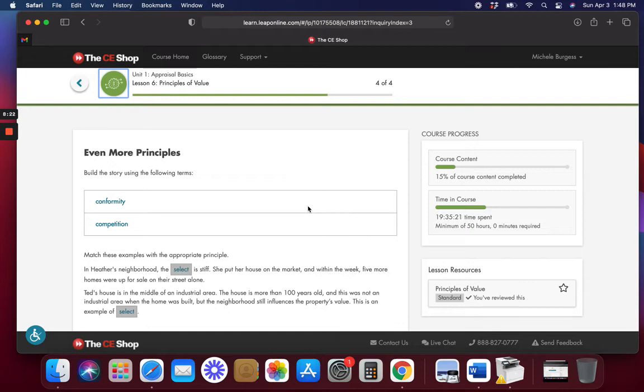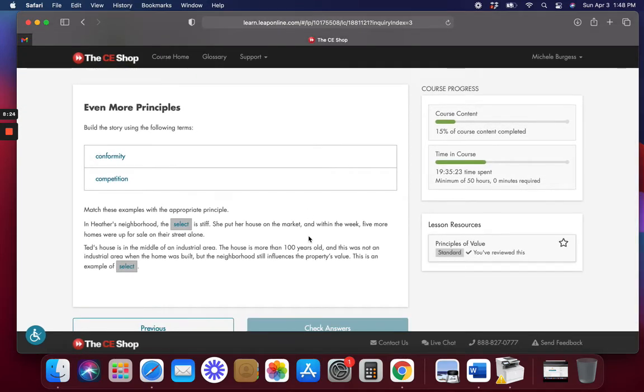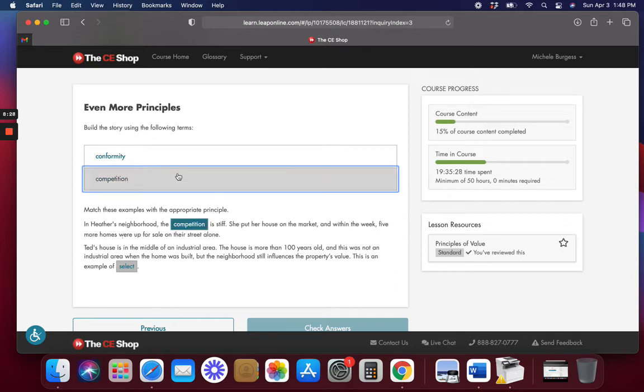Build a story using the following terms. In Heather's neighborhood, the competition is stiff. She puts her house on the market, and within a week, 5 more homes were up for sale on the same street.